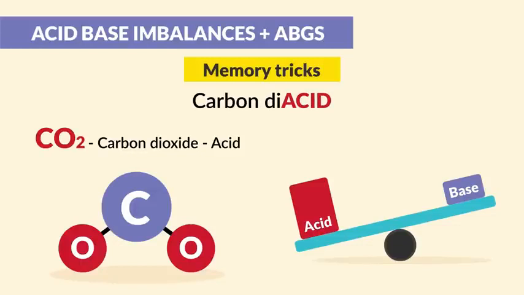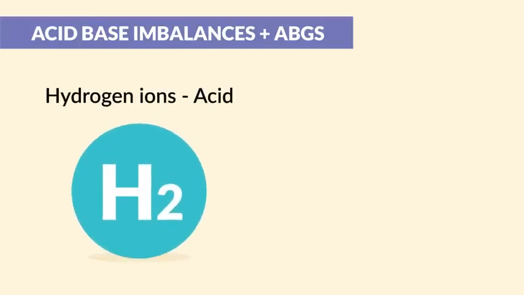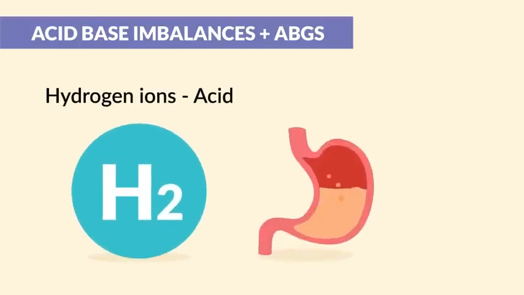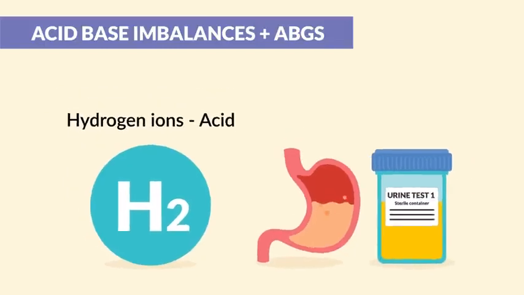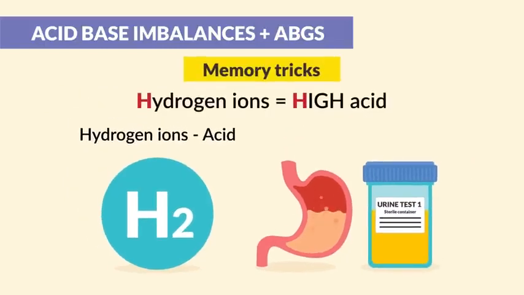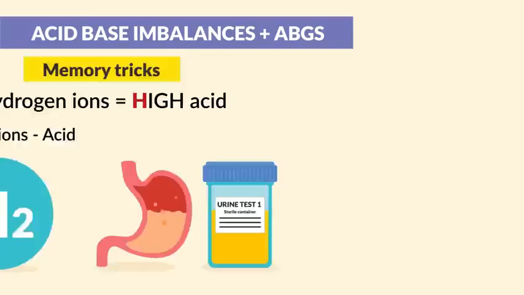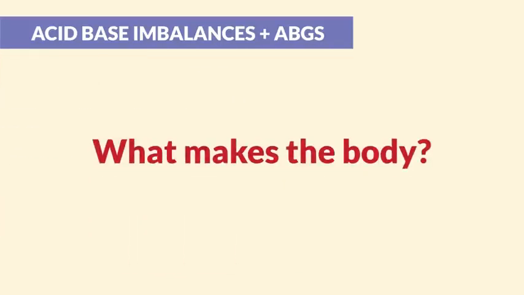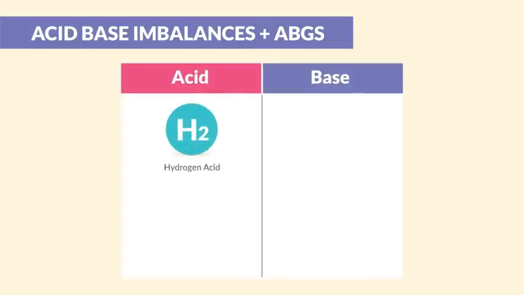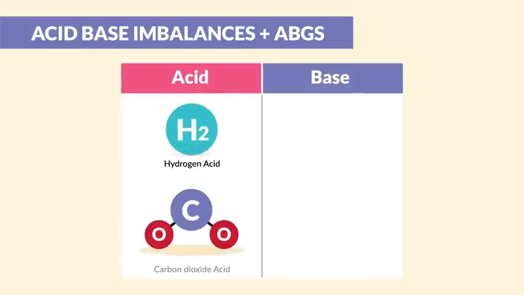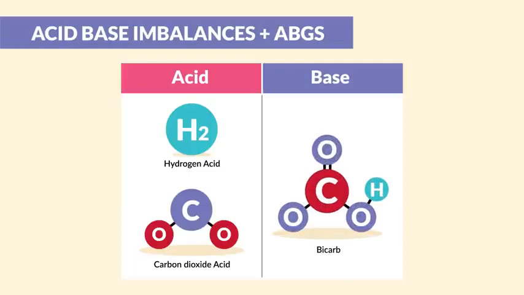into acidosis. Lastly, hydrogen ions are a form of acid, found in the stomach acids as well as urine. So the memory trick, just think hydrogen ions is high acid. Too much hydrogen ions equals an acidotic state. Now, simply organize this in your mind. What makes the body acidotic? Well, hydrogen ions get high acid, and carbon dioxide, just think carbon diacid. And for base, which makes us alkalotic, just think bicarb base.